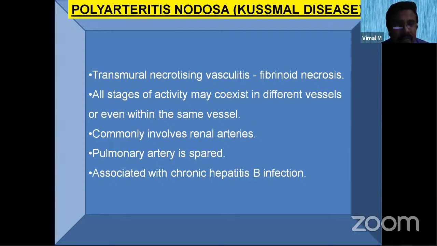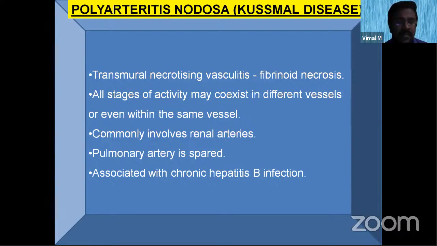So what are they conveying here? In different vessels, you may find lesions of different ages. In one vessel it may be at the acute inflammatory stage, and in another vessel at the chronic inflammatory stage. Further, even within the same vessel, in one place you will have neutrophilic infiltrates, and in another place chronic infiltrates like lymphocytes. So different stages of lesion activity may be seen in different vessels, or even within the same vessel. This is a very important point to remember in polyarteritis nodosa.